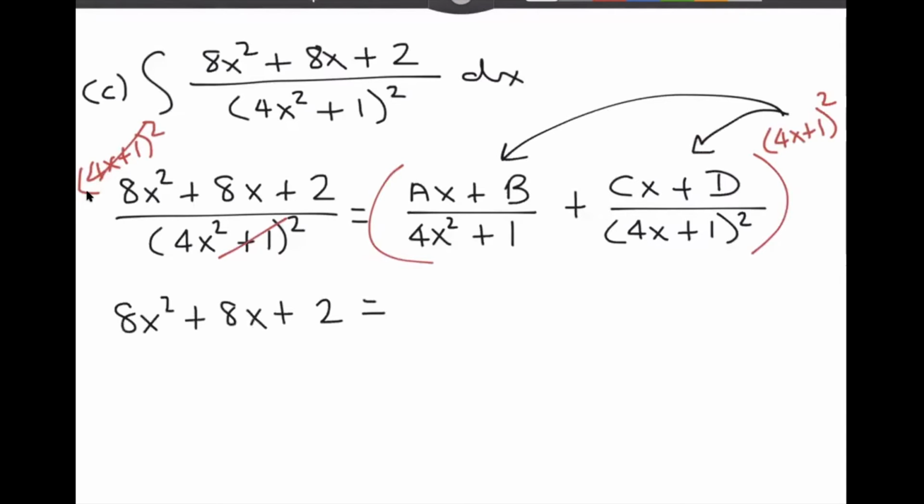In the first term, one factor, 4x² + 1, cancels. Sorry, I usually write it correctly, but sometimes say it wrong. So this is going to be (ax + b) times (4x² + 1). And then in the second term, the whole entire (4x² + 1)² drops out.